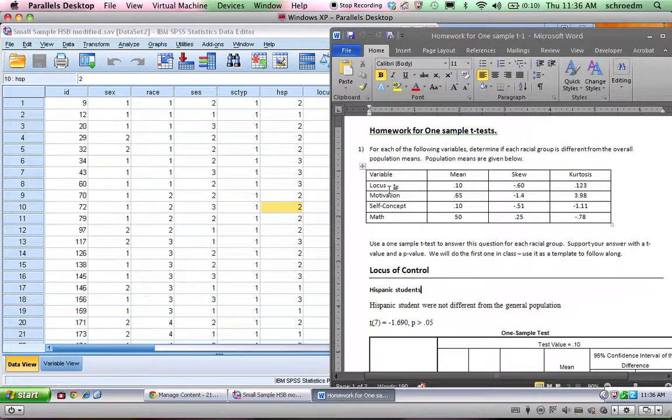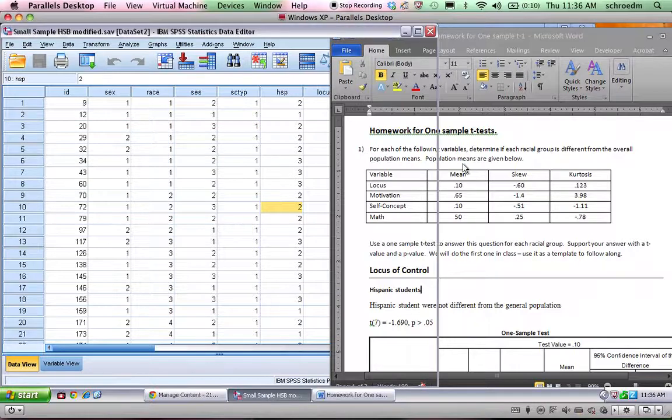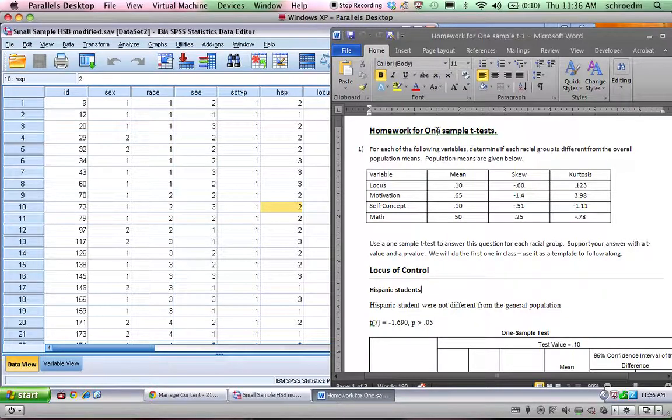What I want to do is talk about how to use the one sample t in SPSS. And to do that, if you look at the notes, we need a population mean. Now we're going to be looking at 4 different variables: locus of control, motivation, self-concept, and math scores. Here are the population means. And why don't I write that right there, just to make it clear. And then here are some other characteristics like skewness and kurtosis, and we'll talk about those next week.